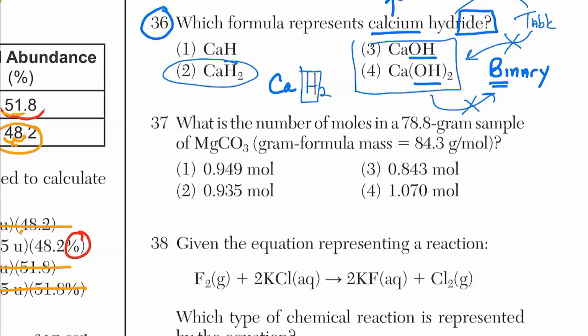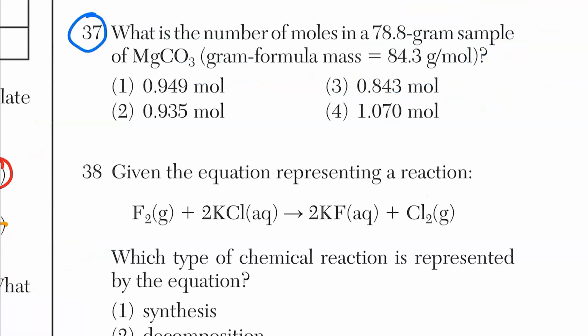On to 37. Number 37, what is the number of moles in a 78.8 gram sample of magnesium carbonate? They even gave us the gram formula mass. How nice. So what they want you to do is convert 78.8 grams to moles. That's what they want. So very simply, in a conversion, I always write what's given to me first. They gave me 78.8 grams of this compound.